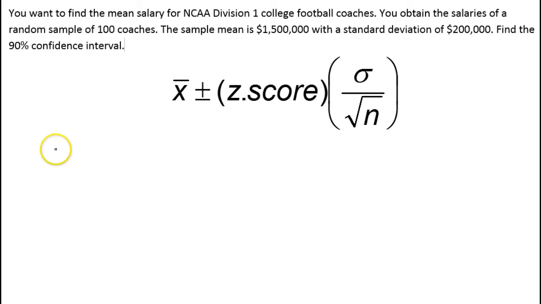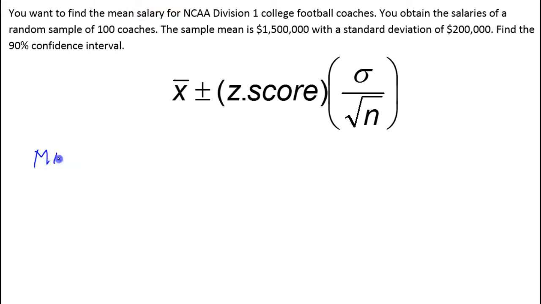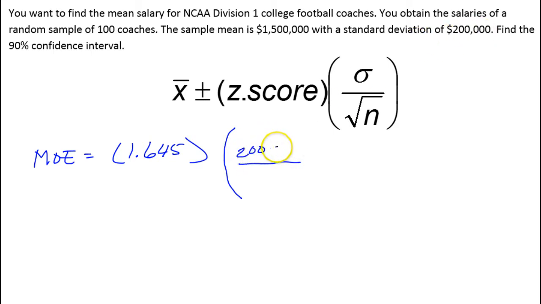Okay, so here we go. We're finding the margin of error, really. I'm using that z-score of 1.645. This sigma represents the standard deviation, which they told us is $200,000. And this n represents the sample size. This was a sample of 100 coaches, so I'm going to be doing the square root of 100.